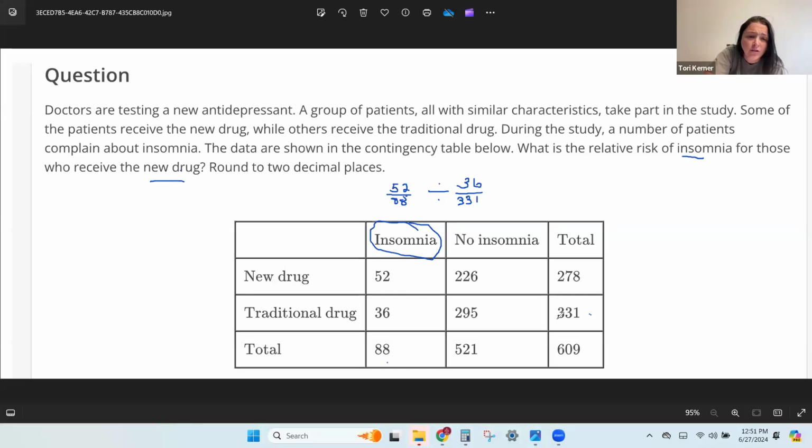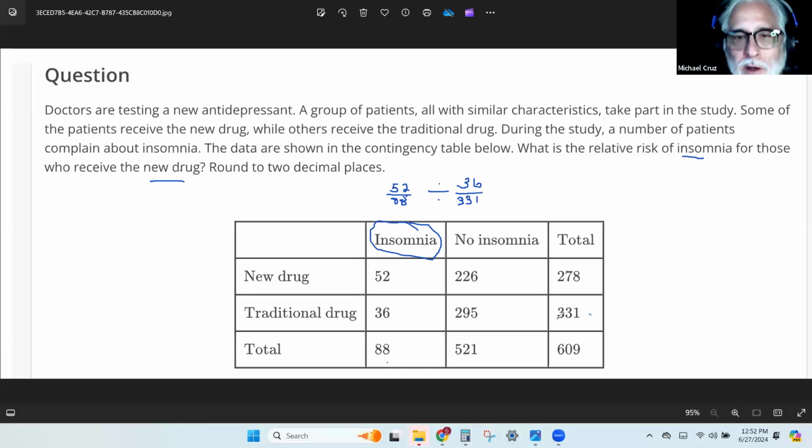I'm pretty sure that's the way they do it. Why wouldn't you do insomnia for the traditional drug over the total 331? I'm not 100% sure I understand exactly why yet. But on the ones that we did this morning, that's the denominator they used. They used the one from the bottom and the one from the side. I don't know.